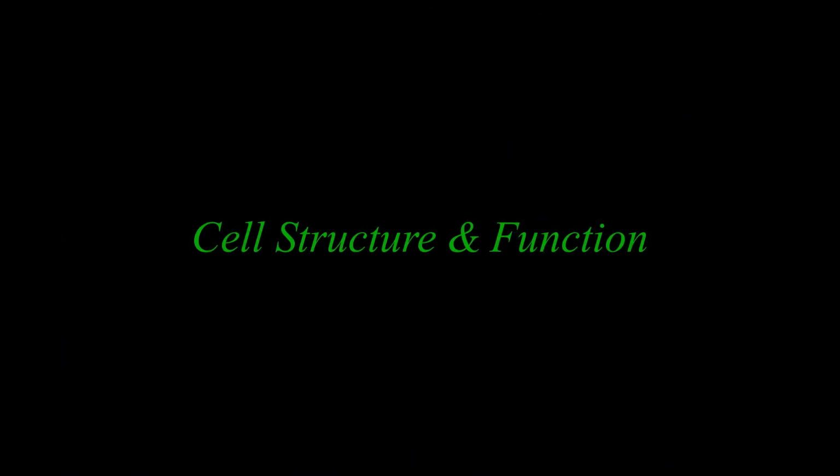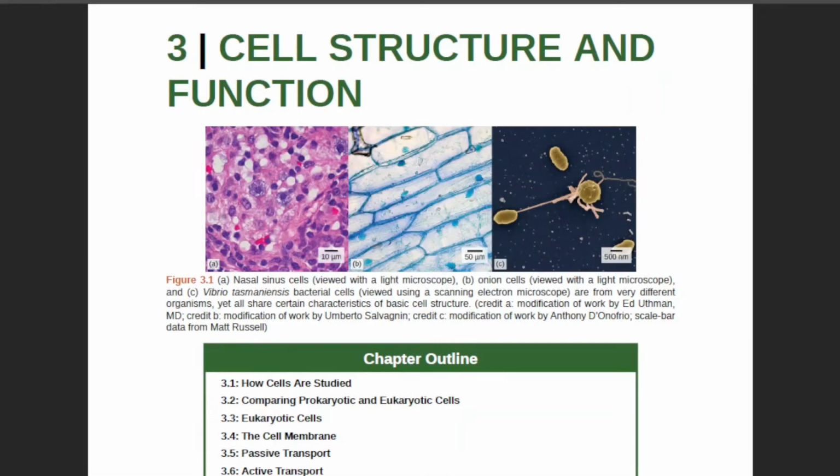We'll read Chapter 3, Cell Structure and Function. Figure 3.1. Nasal sinus cells viewed with a light microscope, onion cells viewed with a light microscope, and Vibrio tasmaniensis bacterial cells viewed using a scanning electron microscope are from very different organisms, yet all share certain characteristics of basic cell structure.